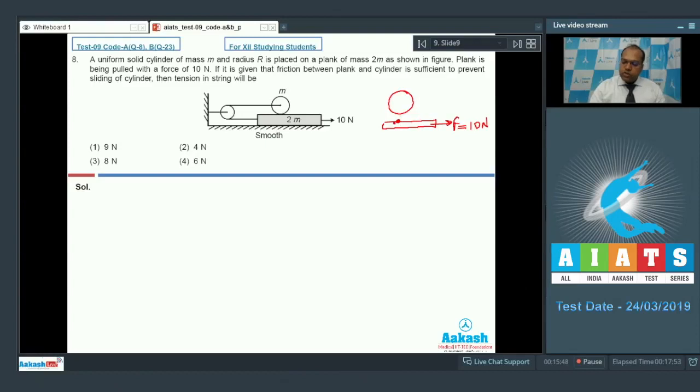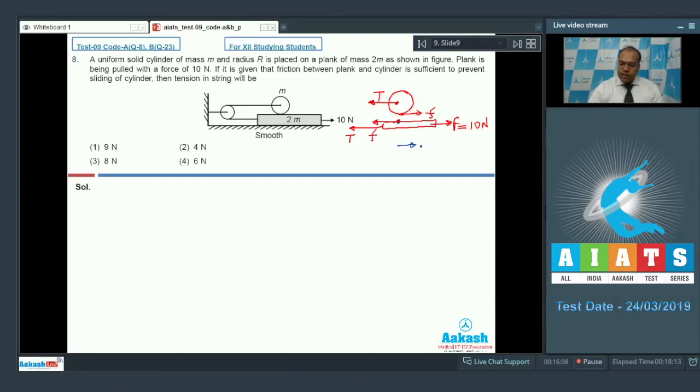So in order to oppose its motion, the friction will act in this direction, and the friction on the cylinder will act in this direction. The tension T will act on the cylinder in this direction, and the tension T on the plank will act in this direction.